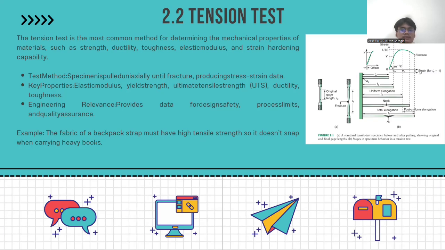Engineering relevance is that it provides data for design, safety, process limits, and quality assurance. For example, the fabric of a backpack strap must have high tensile strength so it doesn't snap when carrying heavy books.